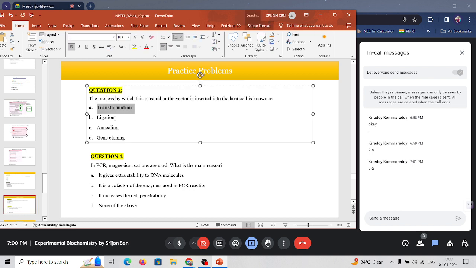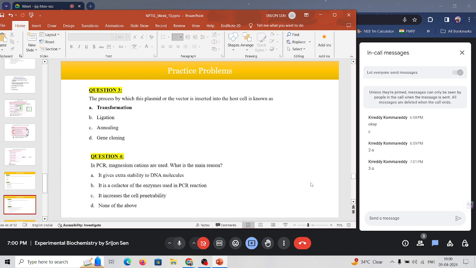So you're transporting the plasmid into that particular host cell such that it can grow, it can multiply, and you can get multiple clones of that particular plasmid. So transformation, that is correct.